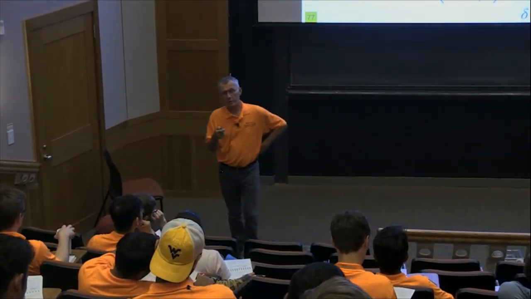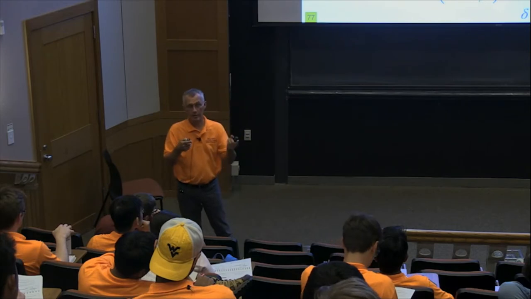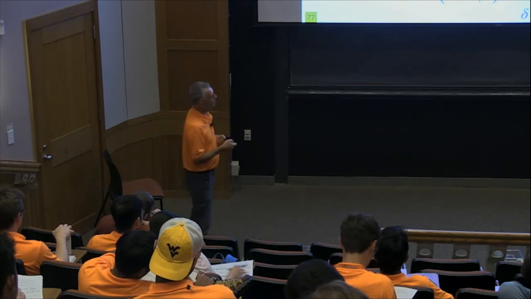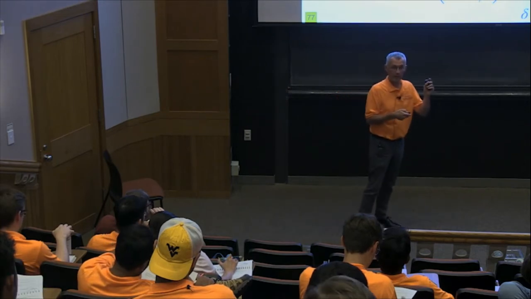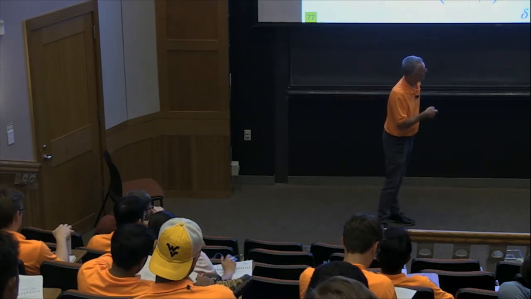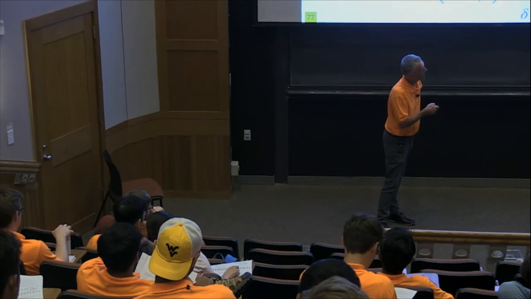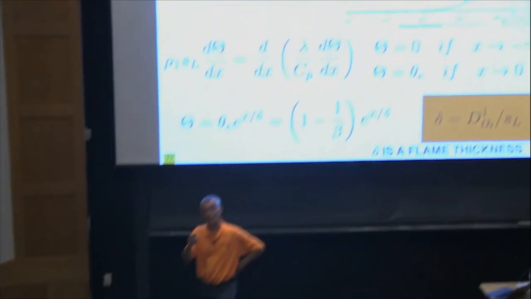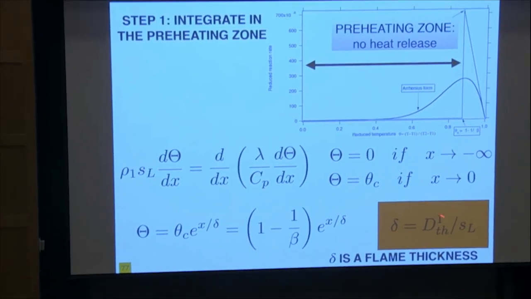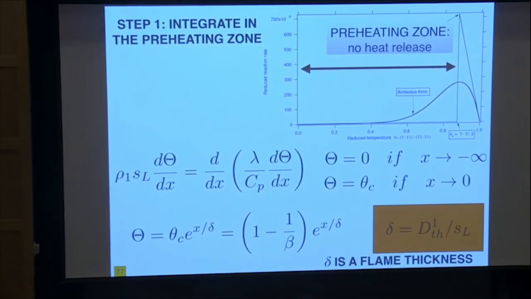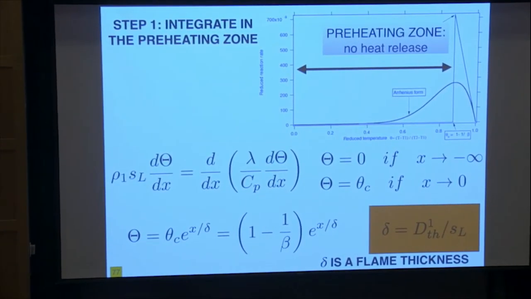By the way, it tells you that if a flame is fast, it's going to be thin, and vice versa. It's also telling you that what controls the thickness of a deflagration is a mixture of two things, the flame speed and the diffusivity. If you do the same thing for detonation, there will be no diffusivity. Diffusivity doesn't play any role in a detonation, but in a deflagration, it's a very important quantity. So this is for the preheating zone.